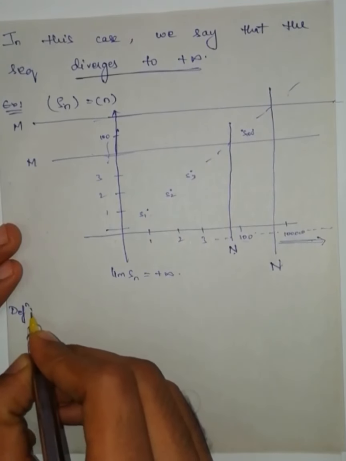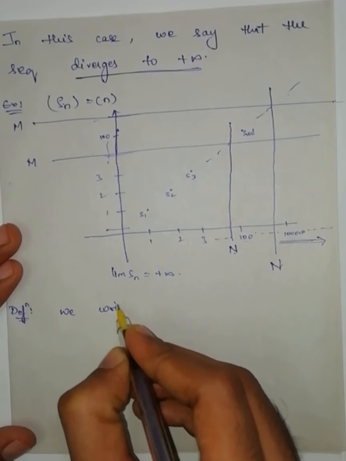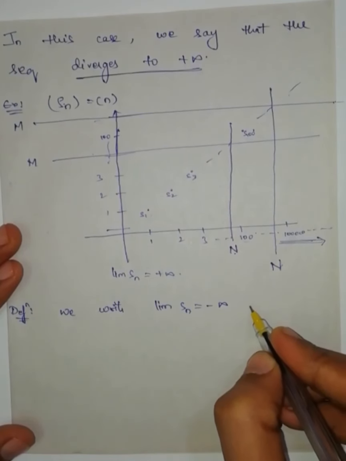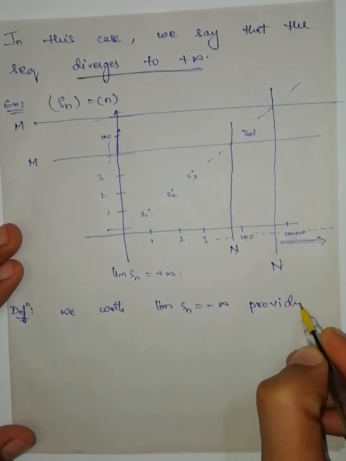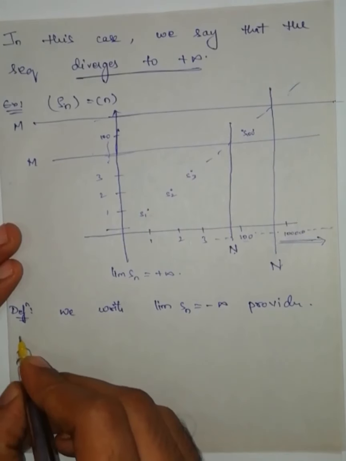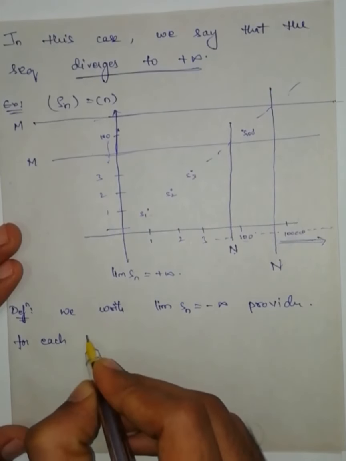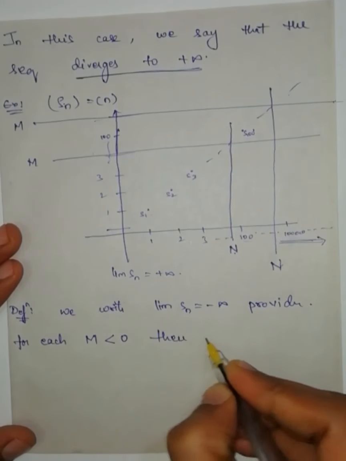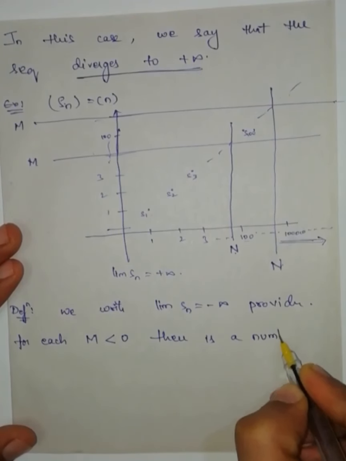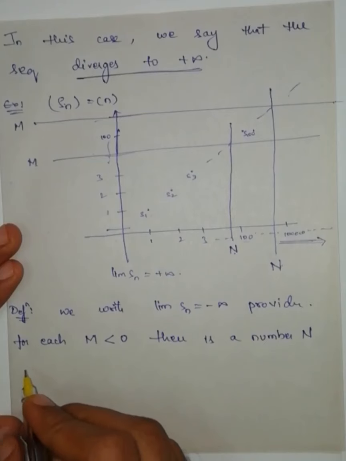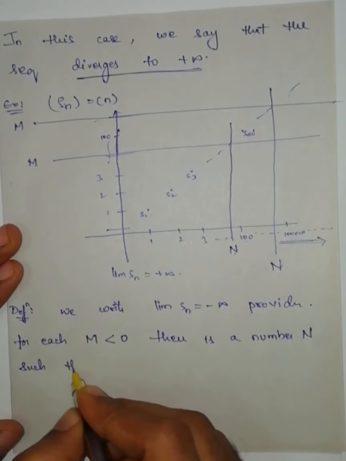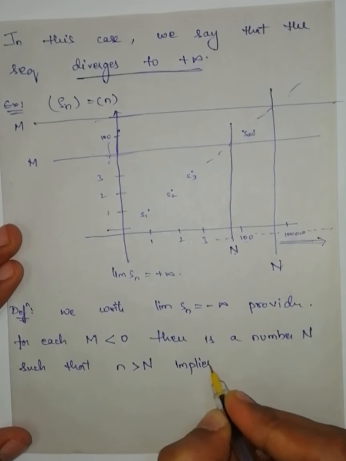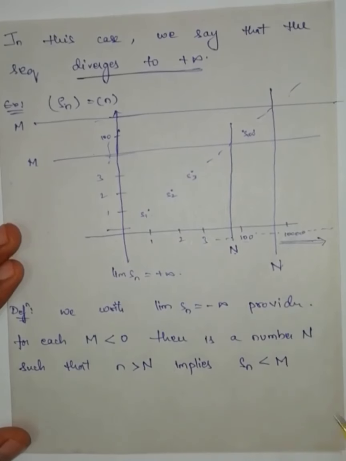Definition: we write limit of Sn is equal to minus infinity provided for each M less than 0, there is a number capital N such that small n greater than capital N implies Sn is less than capital M.